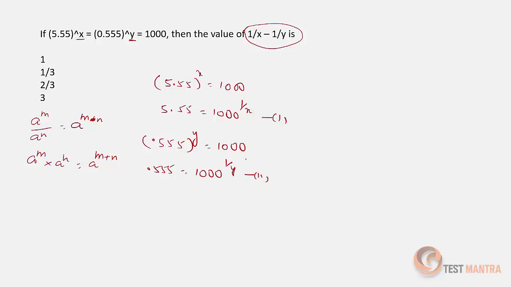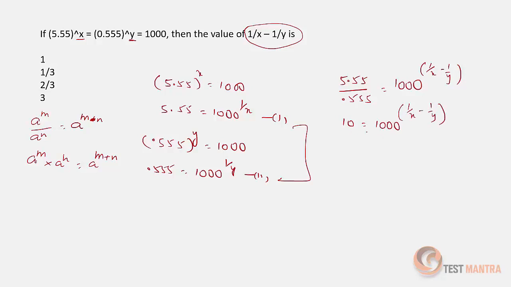Now I want 1 by x minus 1 by y. That means I have to divide these two. If we divide these two, I can get the relation as 5.55 divided by 0.555 is equal to 1000 raised to 1 by x minus 1 by y. That is my requirement here, and this value is equal to how much? This value is equal to 10. So I can say 10 is equal to 1000 raised to 1 by x minus 1 by y.